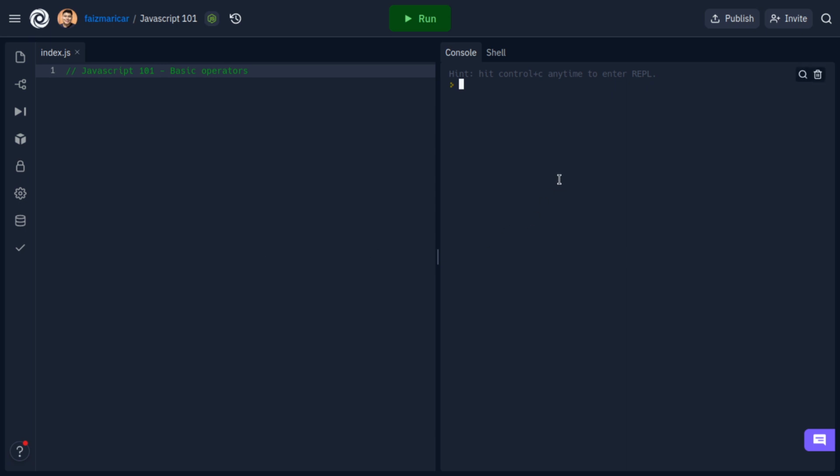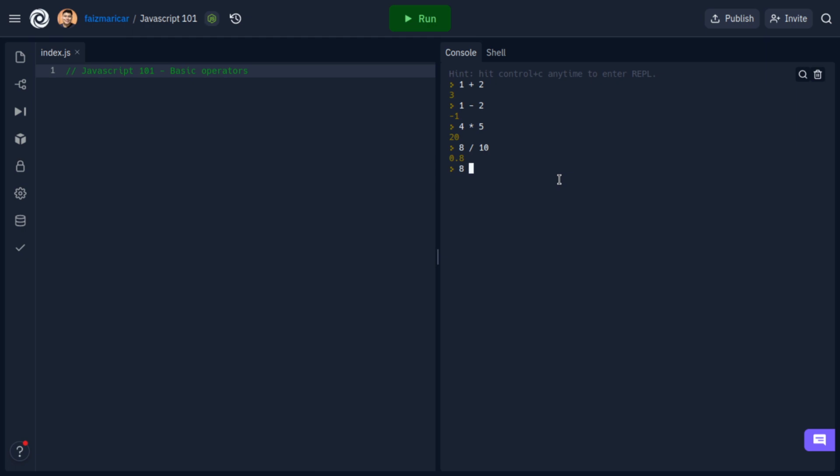So in JavaScript you have your addition operator here. If I do 1 plus 2, that is 3, and then you have your subtraction, and then you have your multiplication, and you have your division here. Other than that, you have your remainder or your modulus operator.